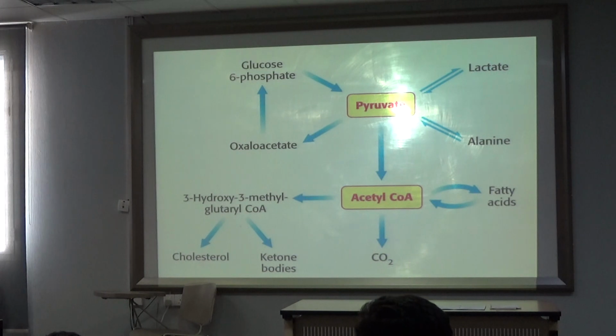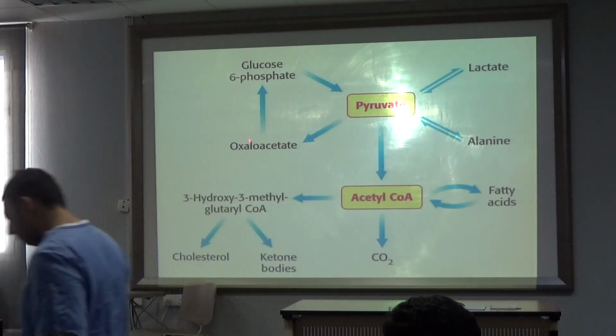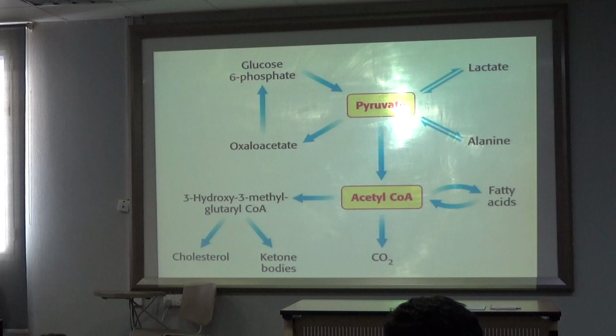Now, once the pyruvate is there, the pyruvate can go to lactate depending upon the requirement. If there is less oxygen, it will give you lactate. It can be converted into the amino acid alanine, or alanine can be converted into pyruvate. The process is called transamination. Or the pyruvate will convert into oxaloacetate and then go to glucose 6-phosphate and come back again. The pyruvate is ultimately converted into acetyl-CoA and then converted into energy, carbon dioxide and water in the TCA cycle.